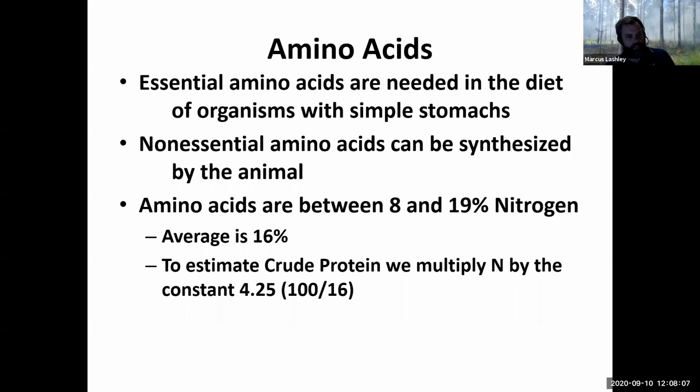Generally, amino acids are somewhere between 8 and 19% nitrogen, and on average, that's 16%. So if you were going to estimate the amount of crude protein, because these building blocks are made largely of nitrogen, you would multiply N by the constant 6.25, which is just 100% divided by 16%, because on average about 16% of amino acids is nitrogen. You know what I'm talking about. You can see it on the slide.